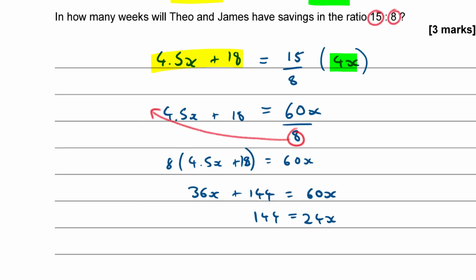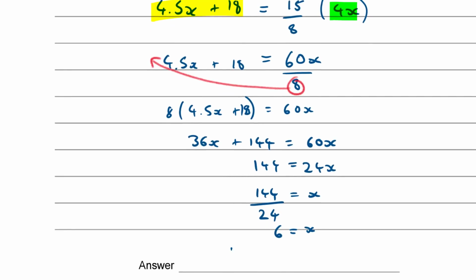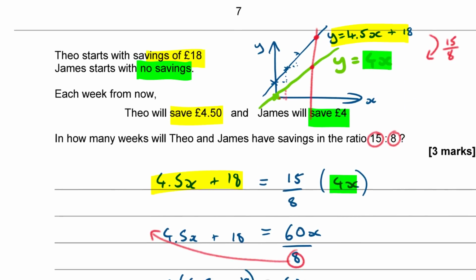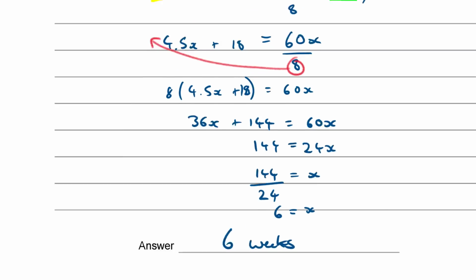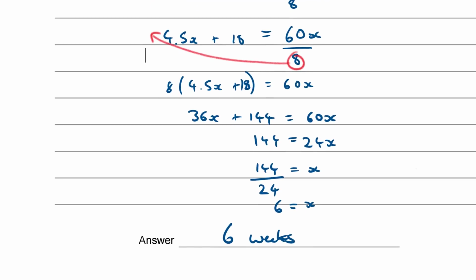24x over here. And then divide both sides by 24. I'm going to get 144 over 24, and that's going to be equal to my x. What's that on the calculator? 144 divided by 24 equals 6. So x equals 6. So we're saying after 6, is it weeks? Yeah, 6 weeks, Theo is going to have 15/8 of James's wages. That was truly horrid. Okay, but we got there.